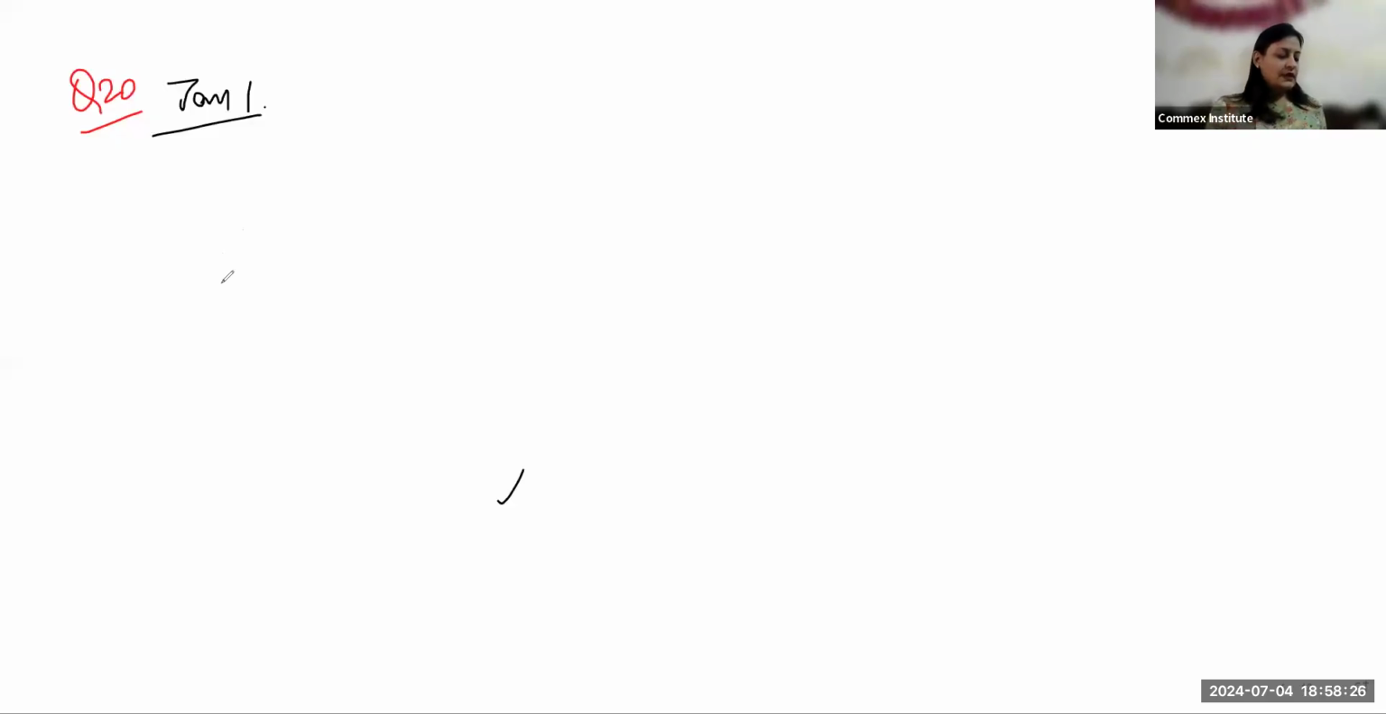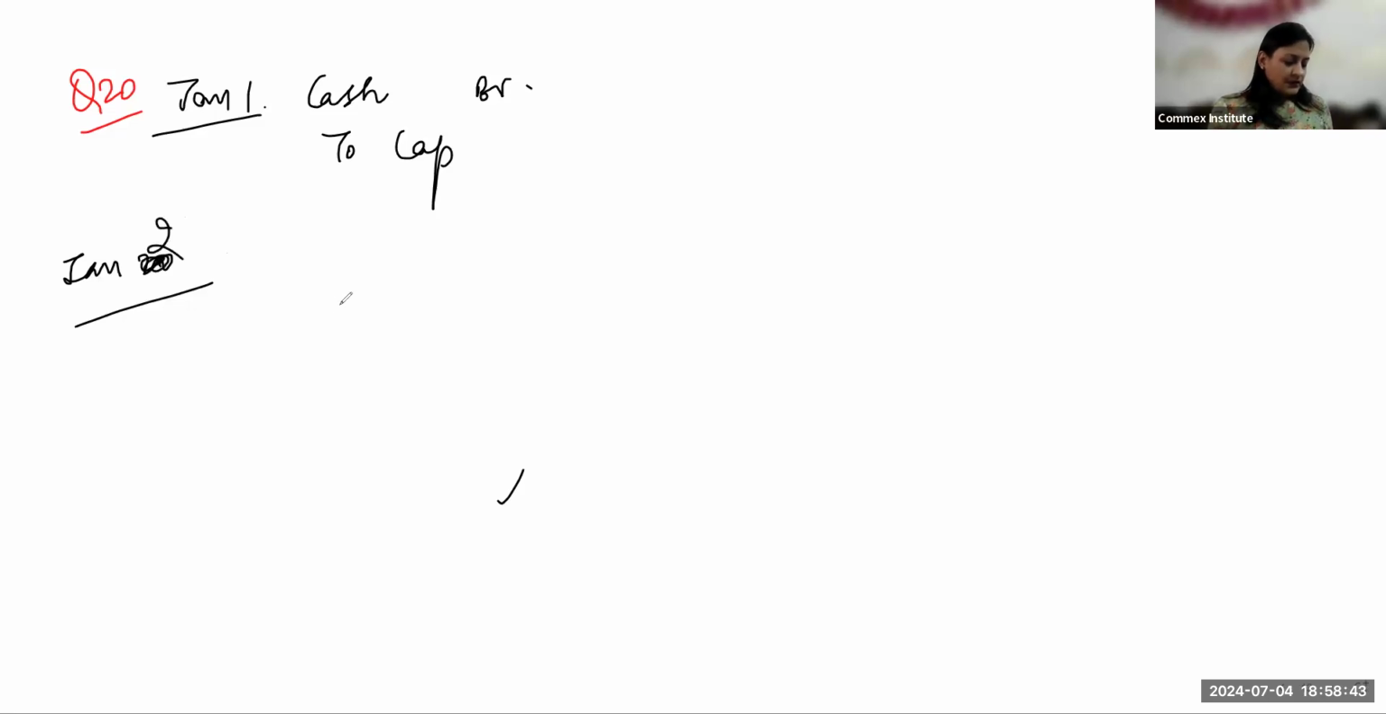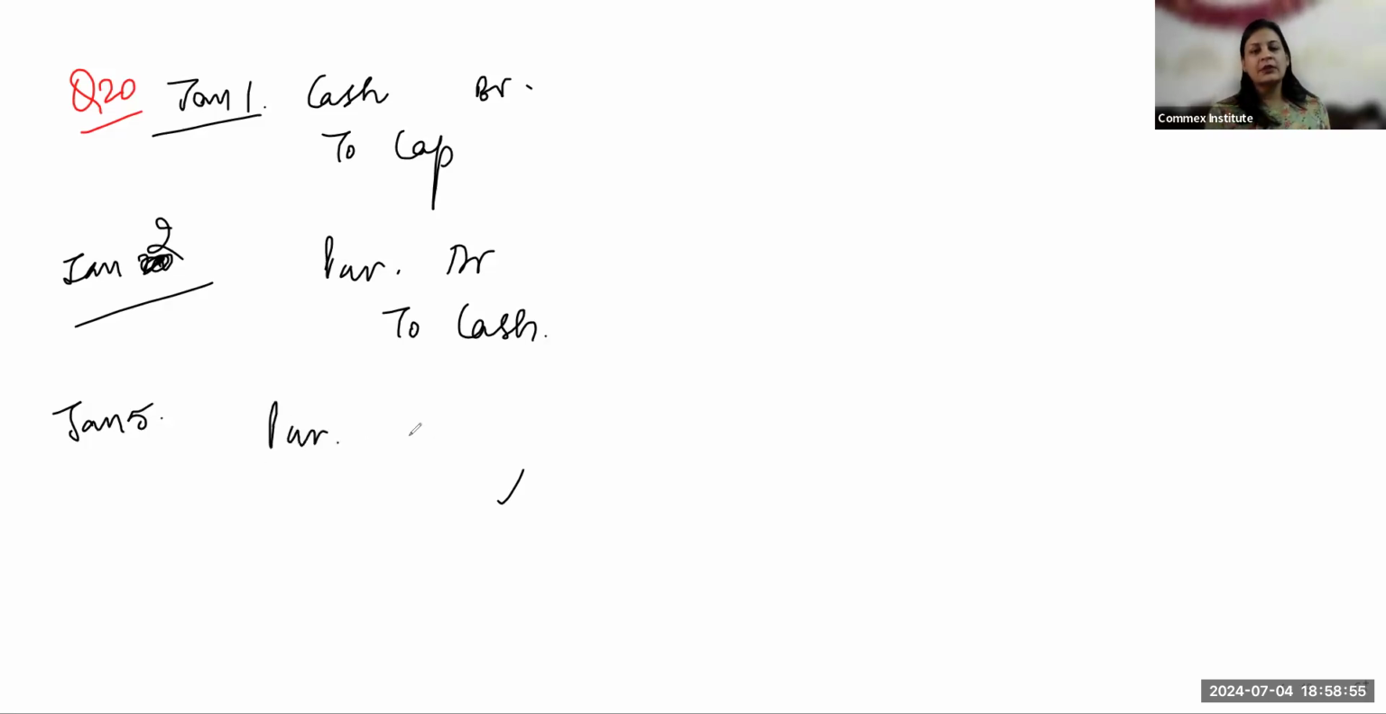Now just see. First one would be the normal entry, cash to capital. Second one, Jan 2, would be purchases account debit to cash. Jan 5 would be purchases account debit to Mohan because it's a credit transaction. So purchases account debit to Mohan.